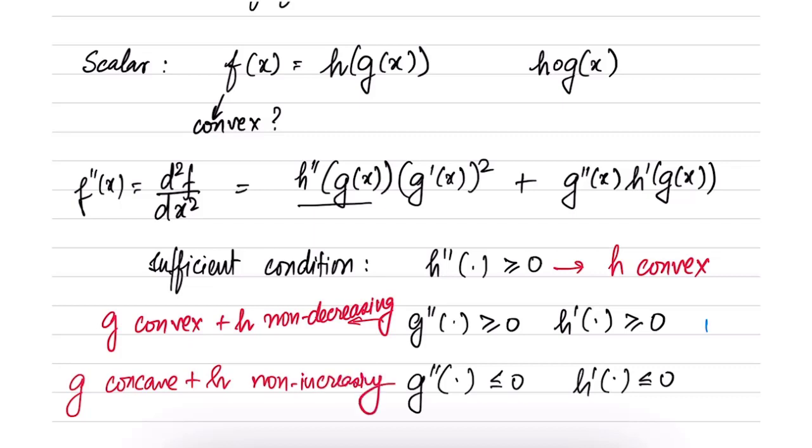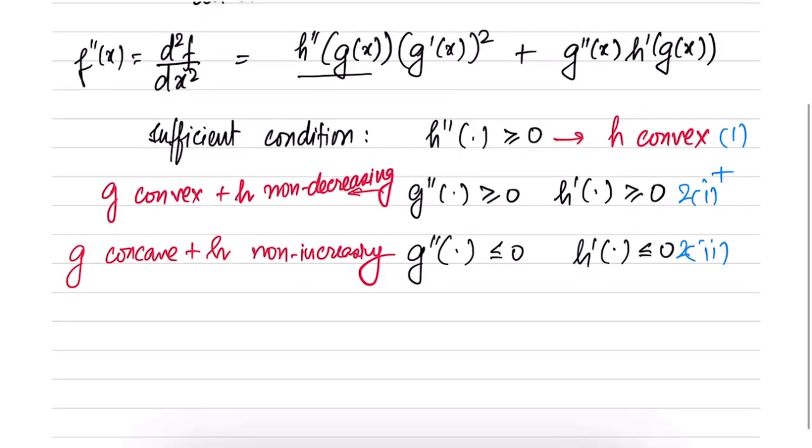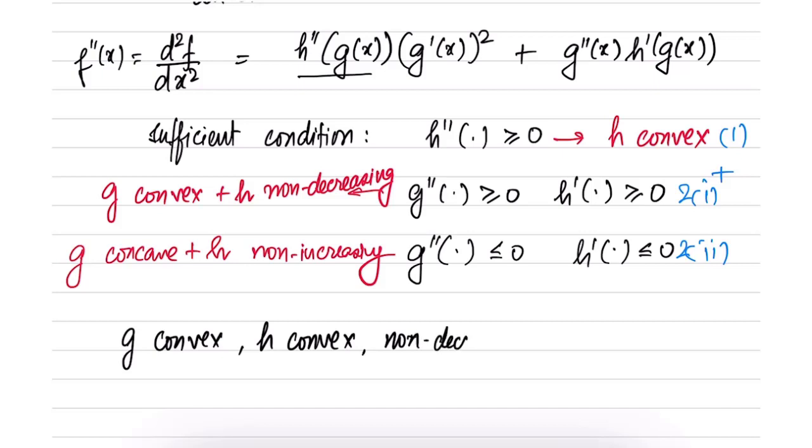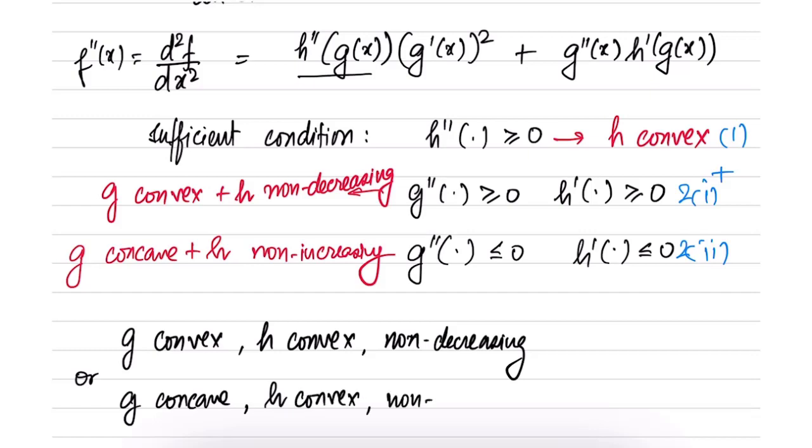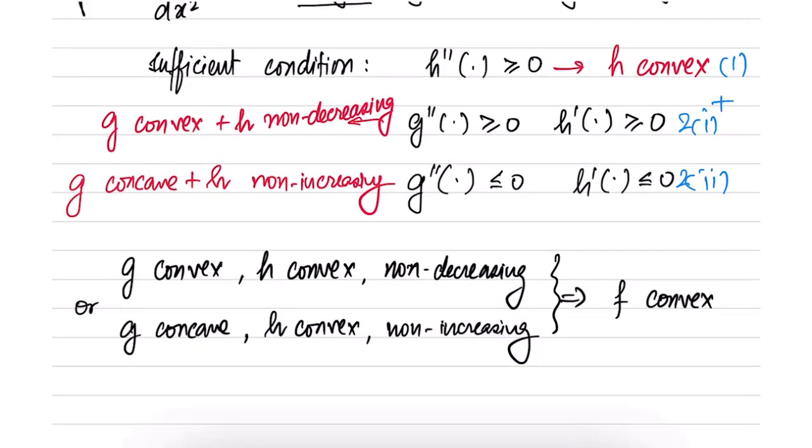So if either of these two cases is true, plus the first condition is true, then f would be convex. Just to summarize, we require that g is convex, h is convex and non-decreasing, or we require that g is concave, h is convex and non-increasing. In both these cases, this implies that f is convex. Of course, the converse is not true. So f can be convex even if these conditions are not true. But these are sufficient conditions to ensure that f is convex.